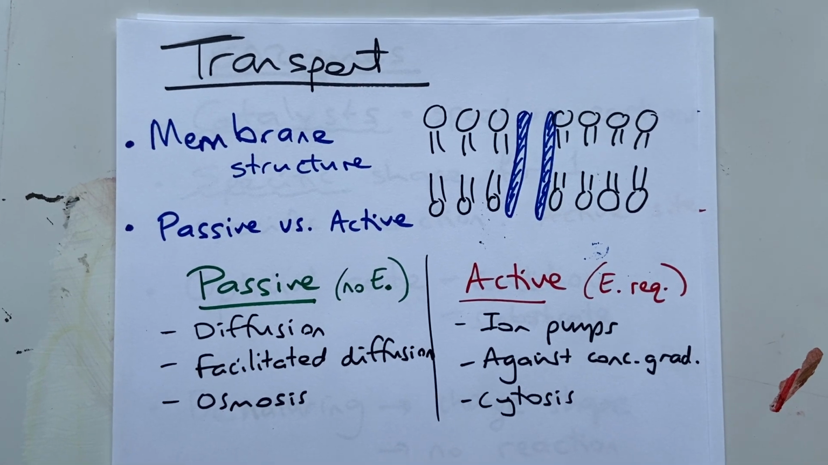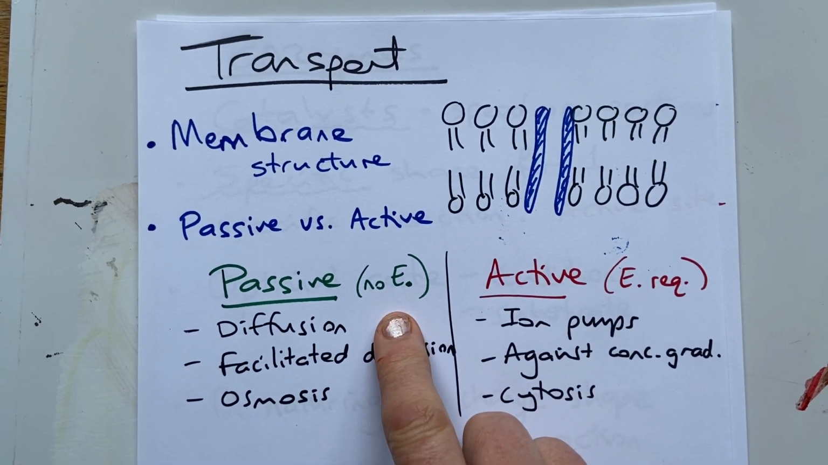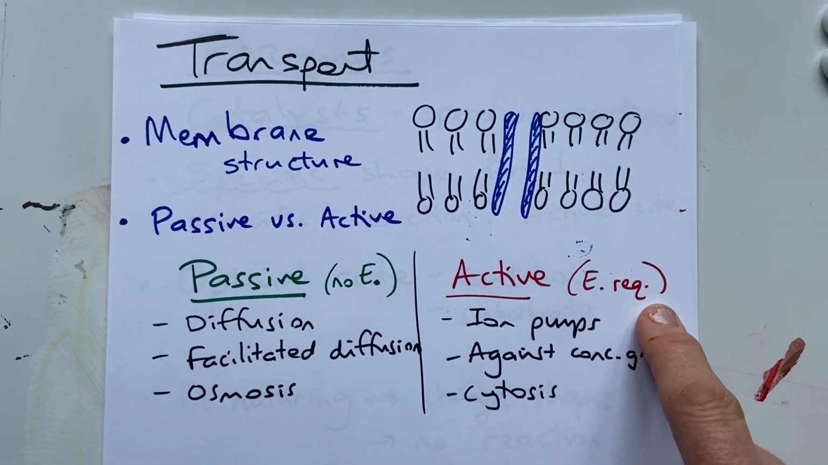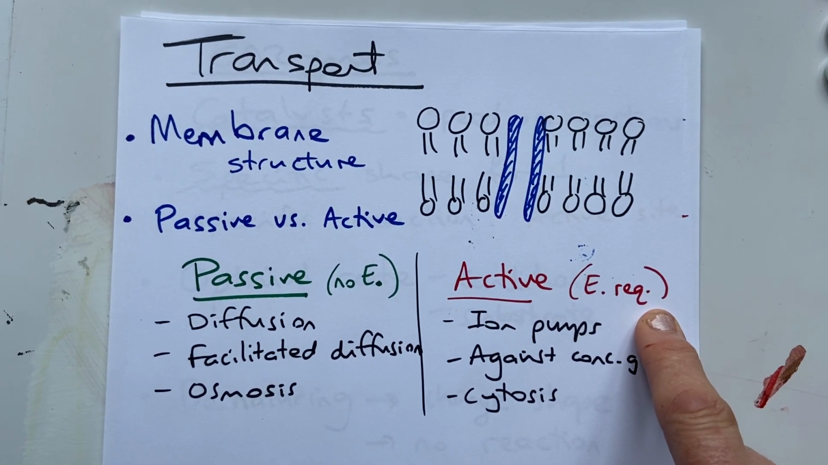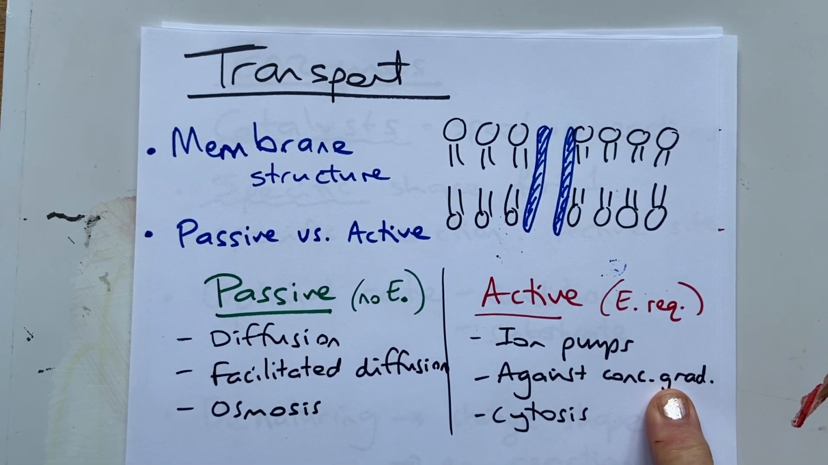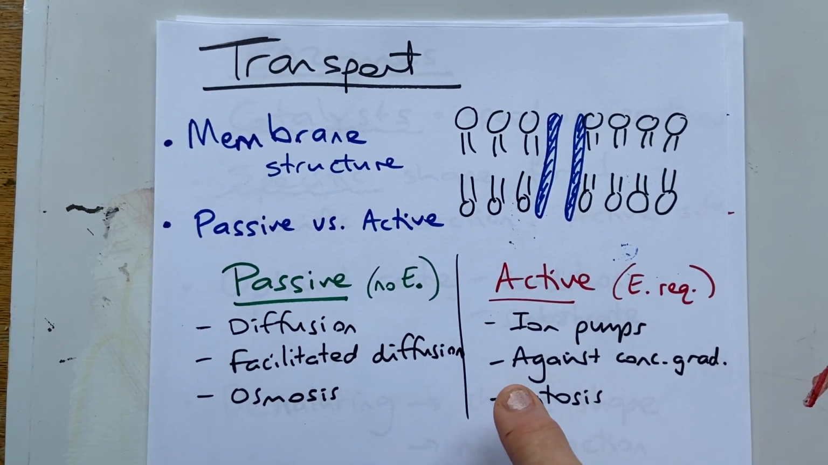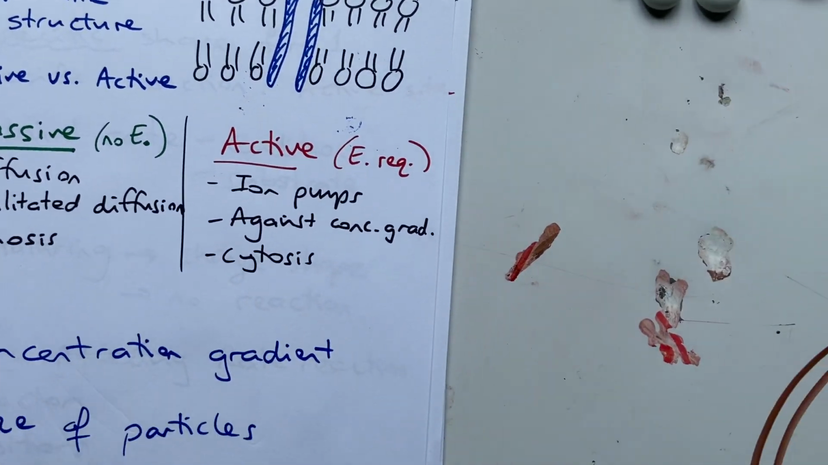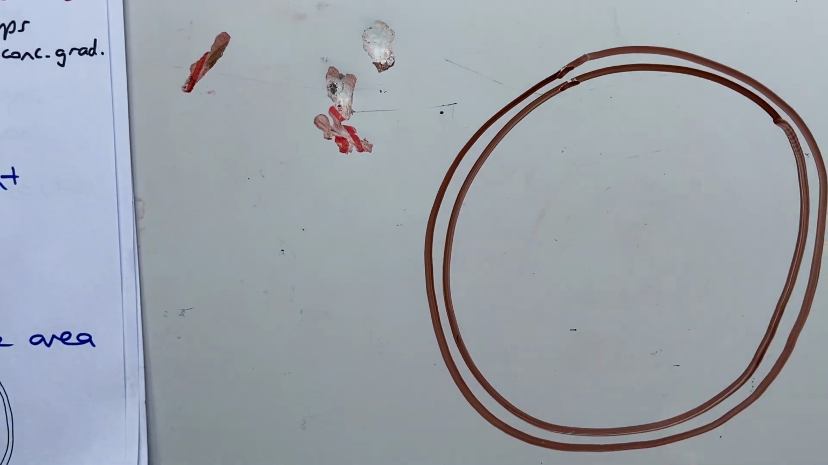The key to remember is the passive forms don't need energy, so anything that affects respiration will not matter, but the active forms do require energy, so the amount of respiration is going to make a difference here because ATP is required for the active forms. So I'm just going to run through these things on my little whiteboard over here. Sorry, it's a bit messy.